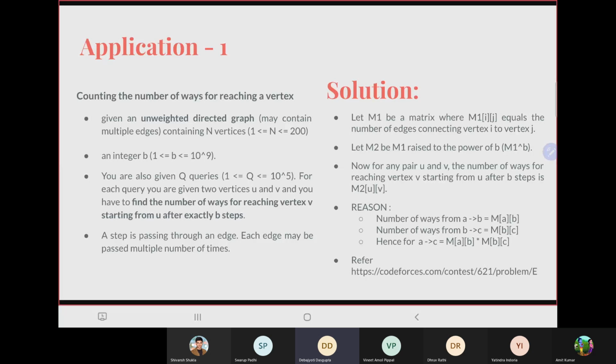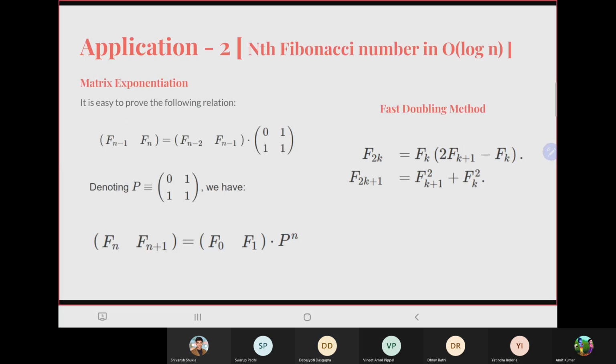So I have linked the problem statement. You can try this question there in courses.